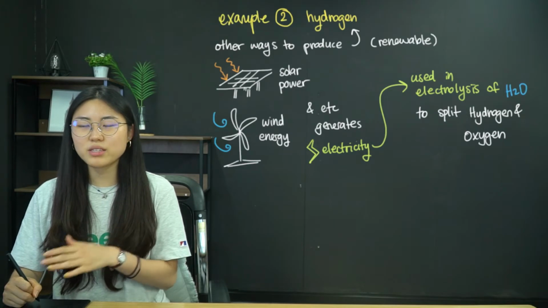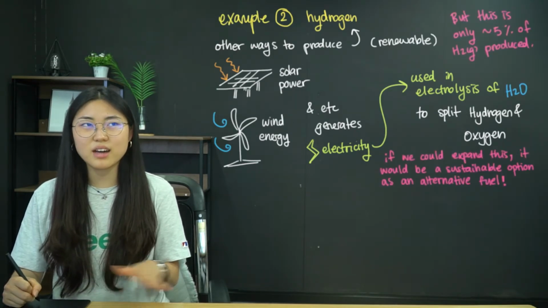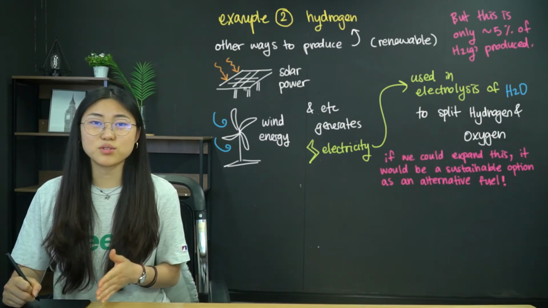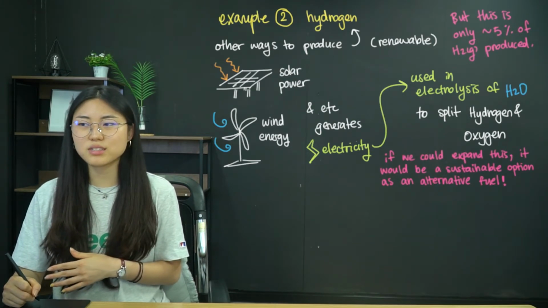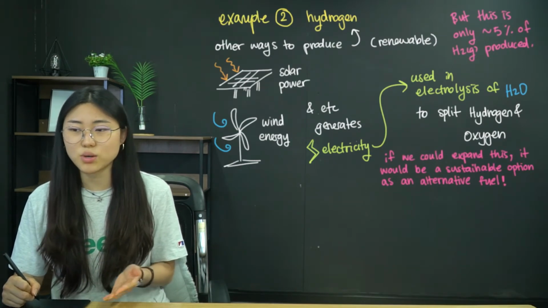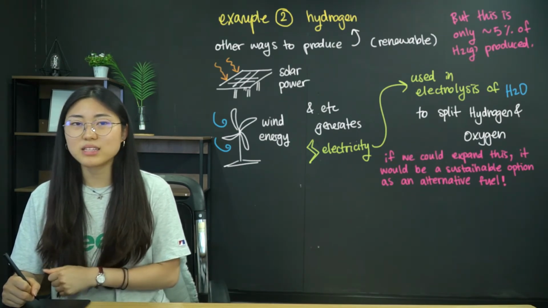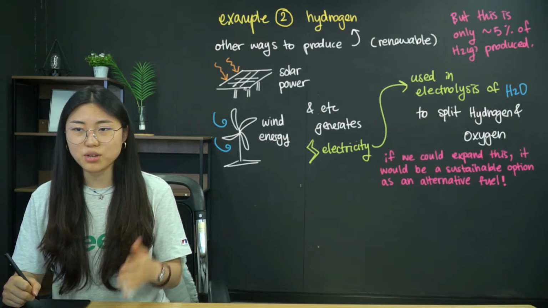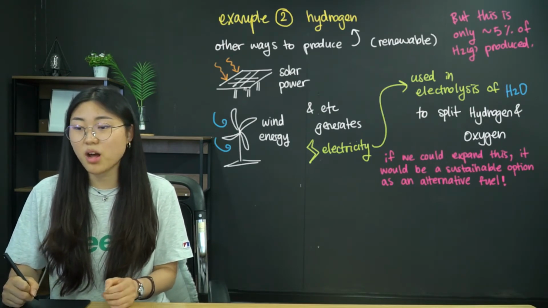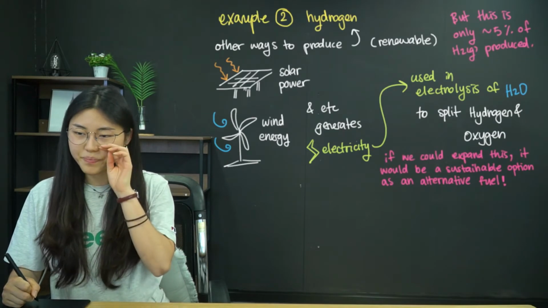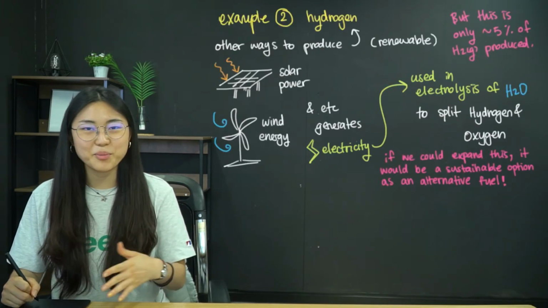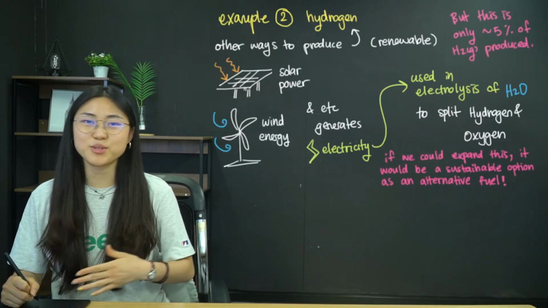But this is only around 5% as of 2020, I think, or 2019. 5% of hydrogen produced to use as fuels. So that's not a very large amount. 95% comes from natural gas, a finite resource. If we could expand the electrolysis process using renewable sources of electricity, this would be a sustainable option as an alternative fuel. And that's basically it for renewable alternative fuels and discussing carbon neutralities.